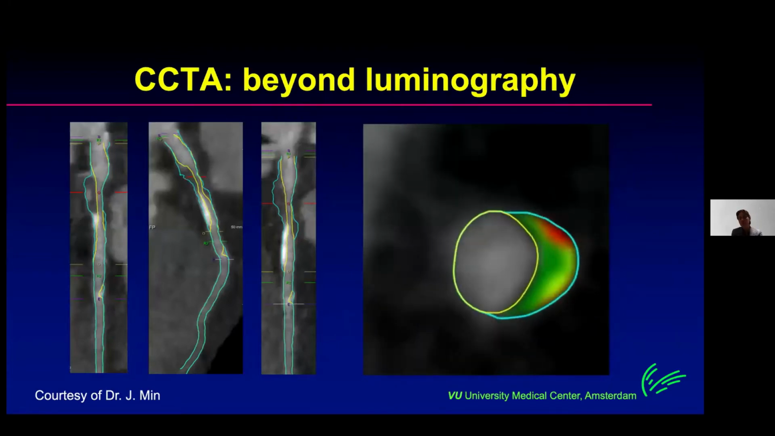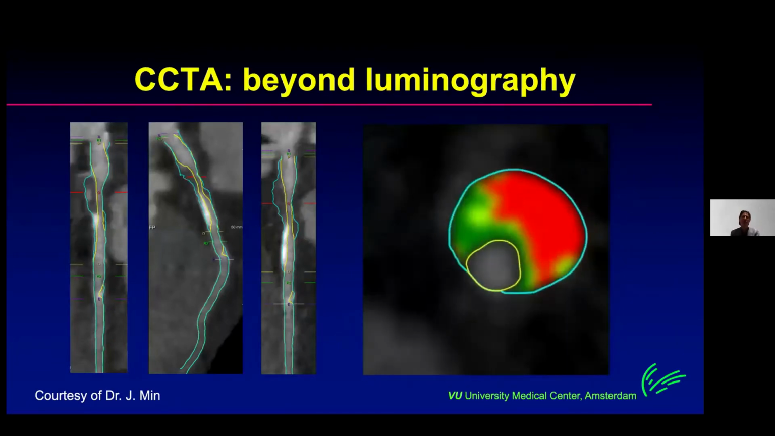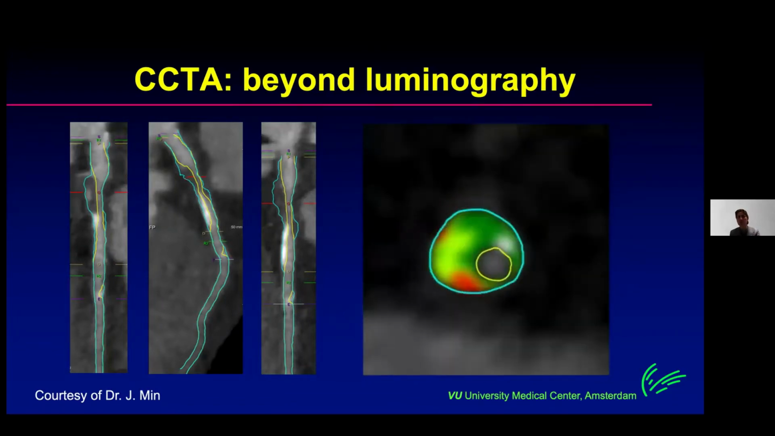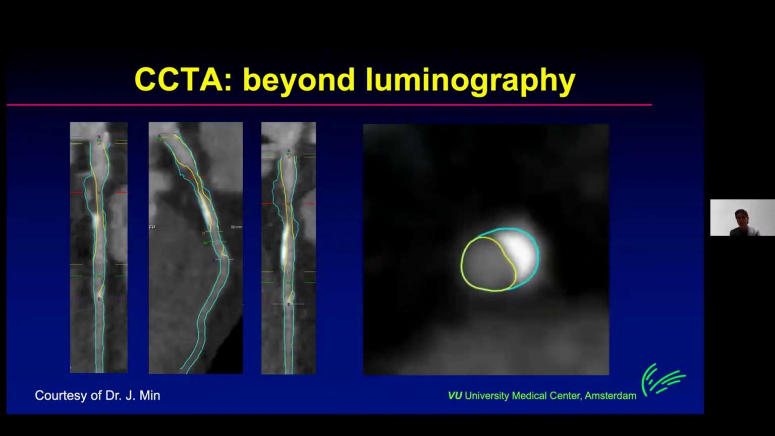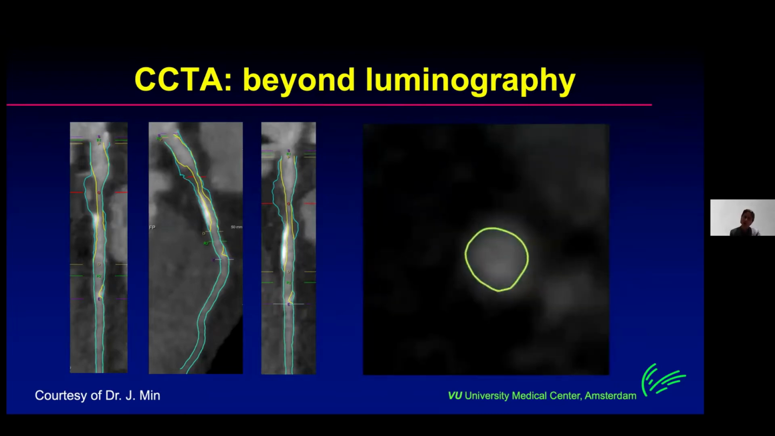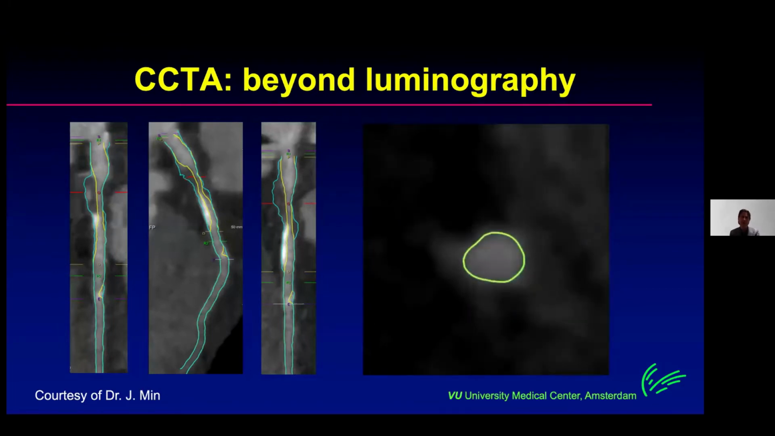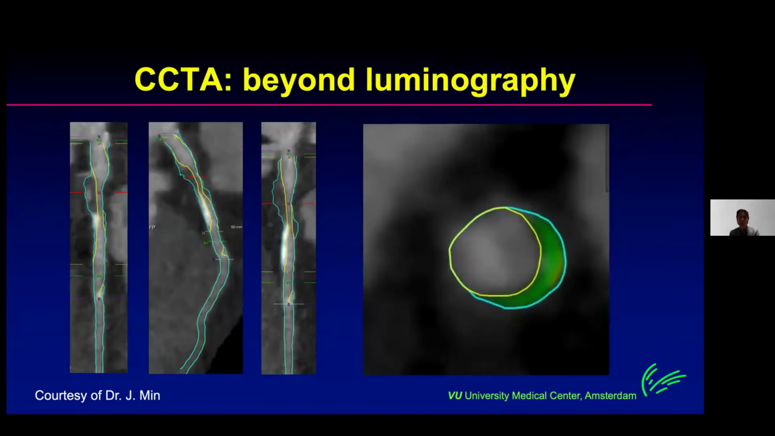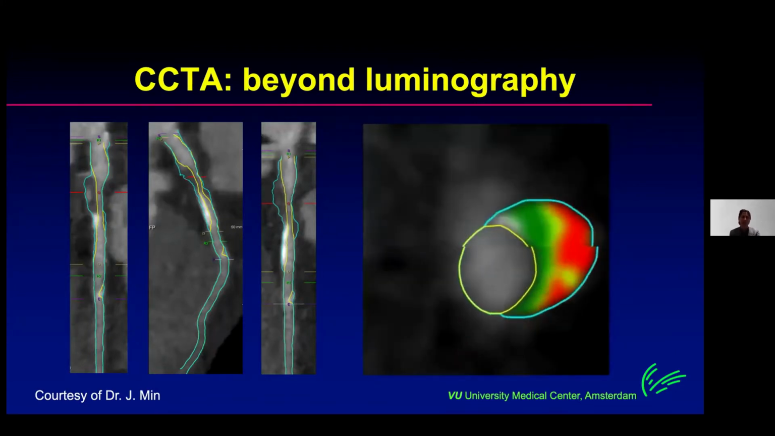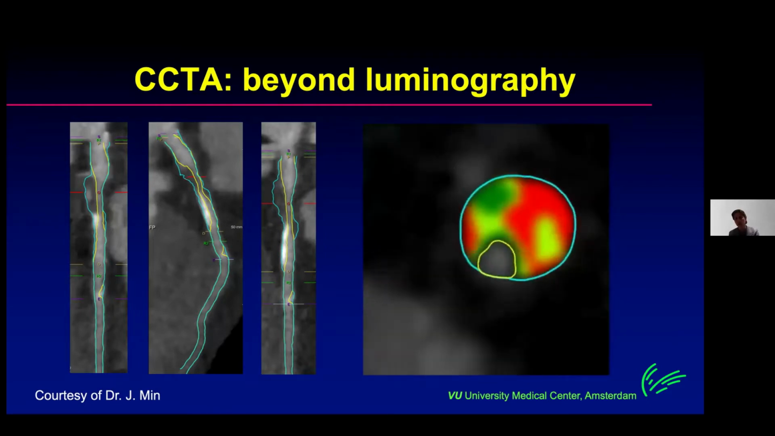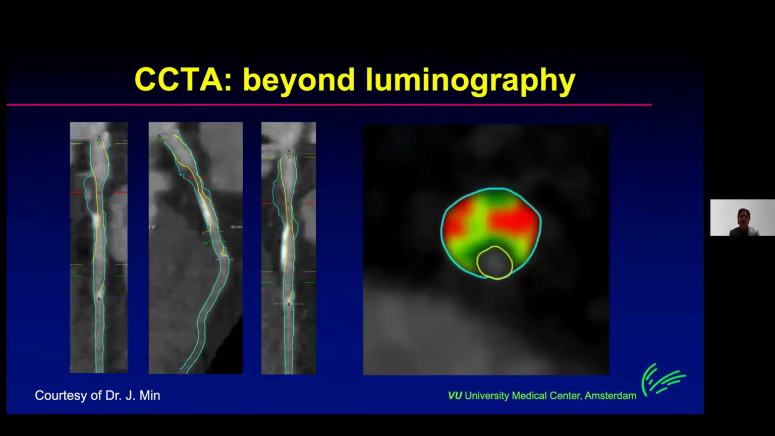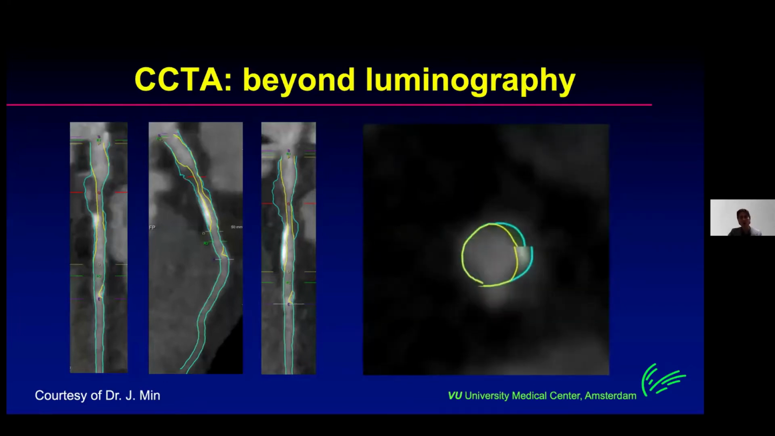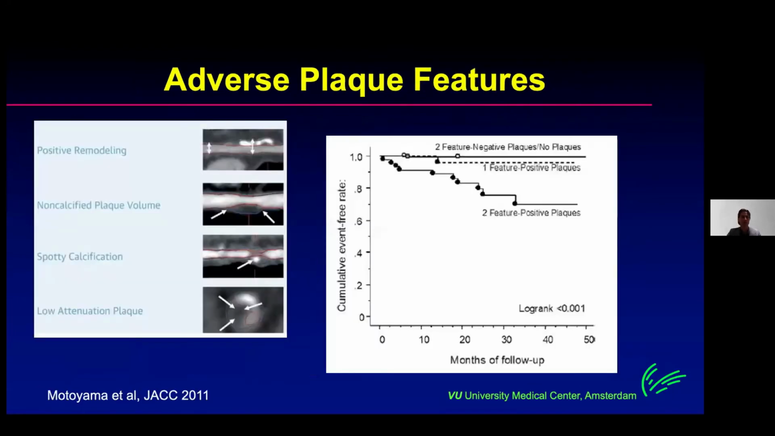But one more important thing to say about these issues is the fact that CTCA goes beyond luminal angiography, because it also tells you something about what the plaque features are. And this is a slide from Jim Min telling you that you can not only tell whether it's calcified, non-calcified, whether it's positive remodeling, spotty calcification, and everything. So CT goes beyond just angiography alone or FFRCT alone.